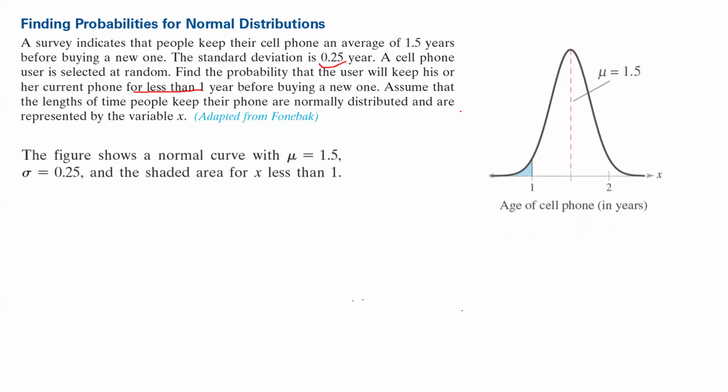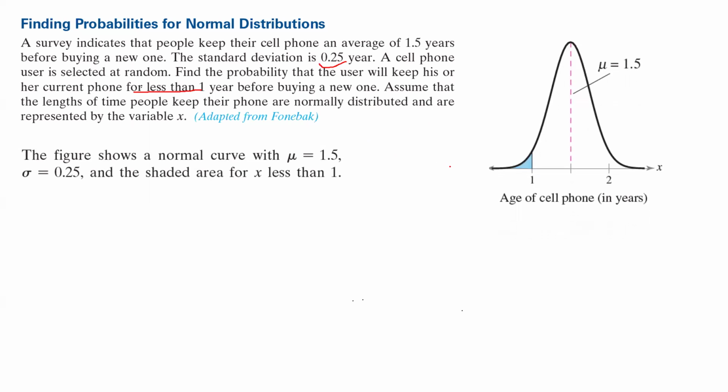So let's take a look at the figure. We have a standard normal distribution. No, this is just a normal distribution. Remember that for a standard normal distribution, the mean must be equal to 0, but the mean is 1.5 with standard deviation 0.25. The center is located here, which is 1.5 years. Less than 1 year is going to be this little area, this probability to the left side of 1.